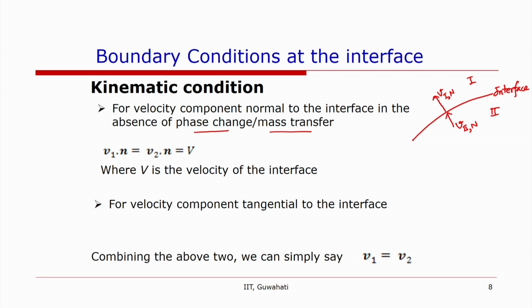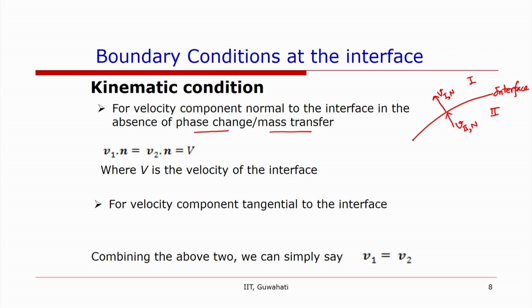So, the normal component of velocity at the interface, or the velocity component normal to the interface, will be equal in case when there is no phase change or there is no mass transfer. If there is mass transfer because of phase change or otherwise, then we need to take into account also the flow that is happening from one phase to another, that we are not going to discuss here.